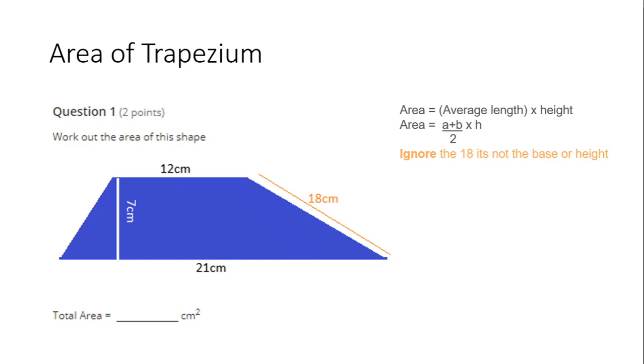So ignore it. We're going to do 21, that's this bottom length here, plus 12, that's this top length here, and we're averaging them, so we're dividing these two numbers by 2. And then we're multiplying by the distance between them, the height, 7. That gives us 33 divided by 2 times 7, which is 16.5 times 7, which is 115.5 centimeters squared.